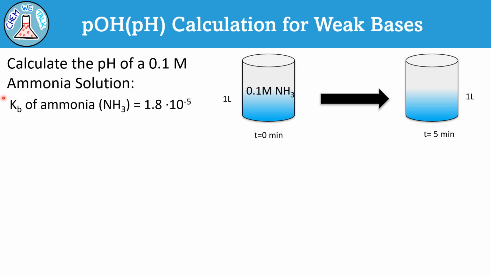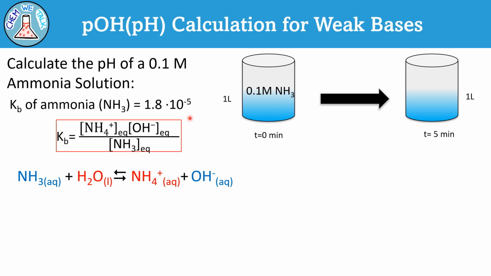Okay, so let's calculate now the pH of a solution of ammonia that is 0.1 molar. Let's just write down the reaction like we did in the previous slide. So we have NH3 react with H2O, because this is a base, it is accepting the hydrogen from H2O, producing NH4 plus and OH minus. And we were given Kb. But let's remind ourselves what Kb is. Kb is just the concentration of NH4 plus at equilibrium times the concentration of OH minus at equilibrium divided by the concentration of NH3 at equilibrium.